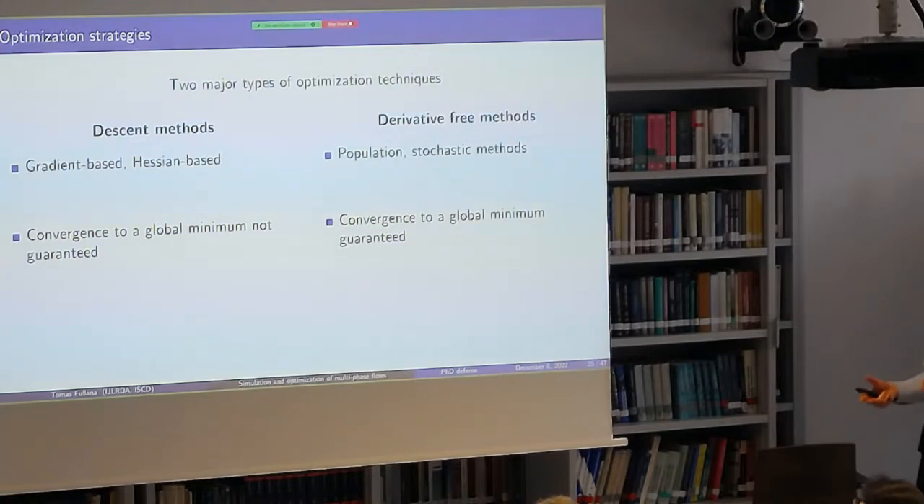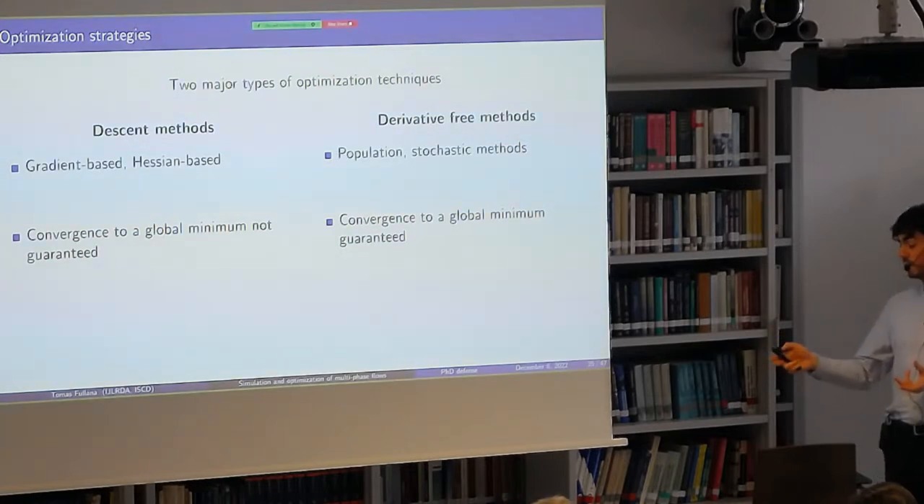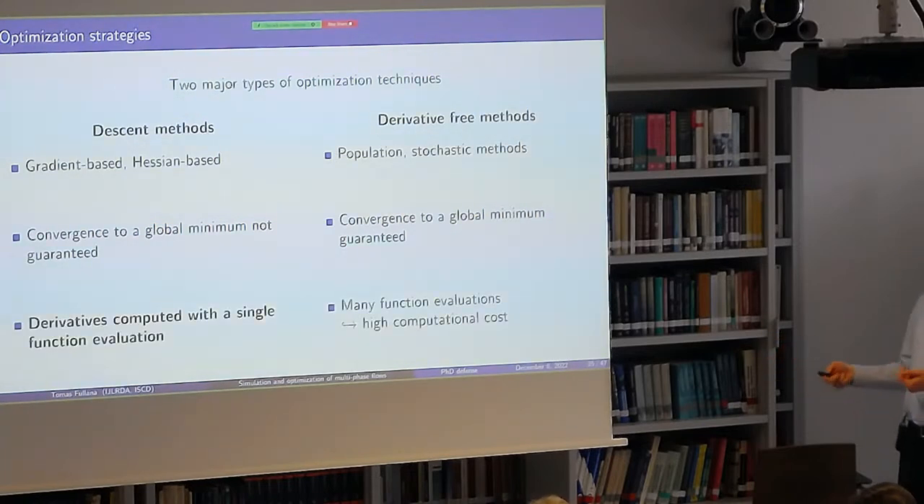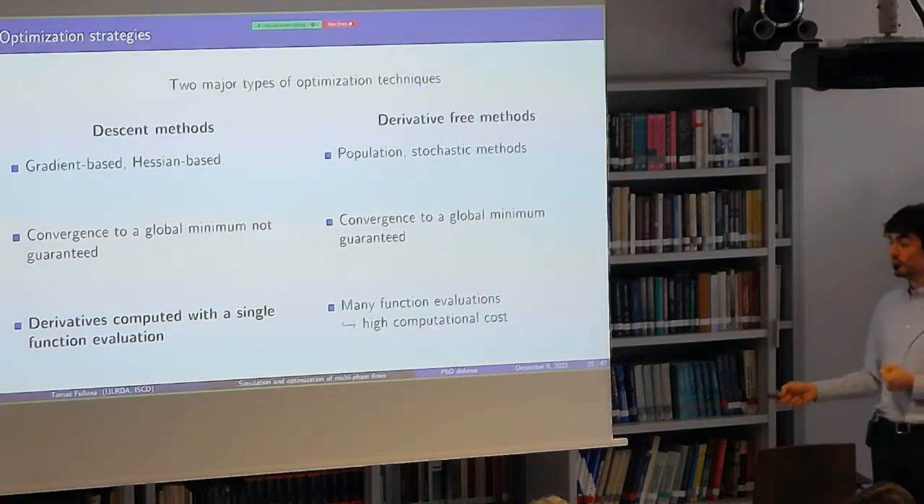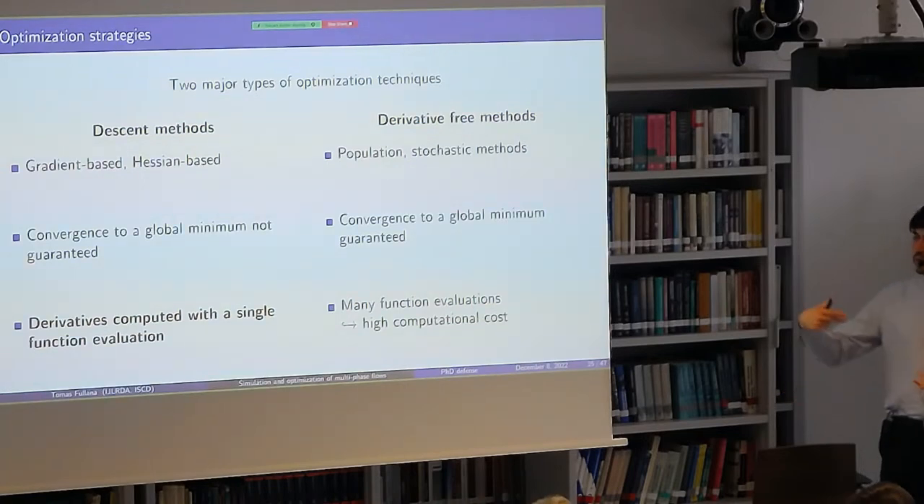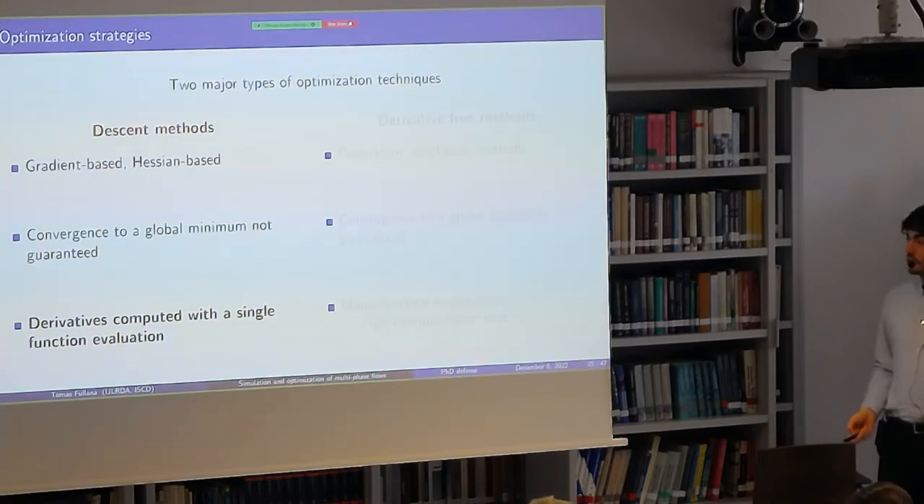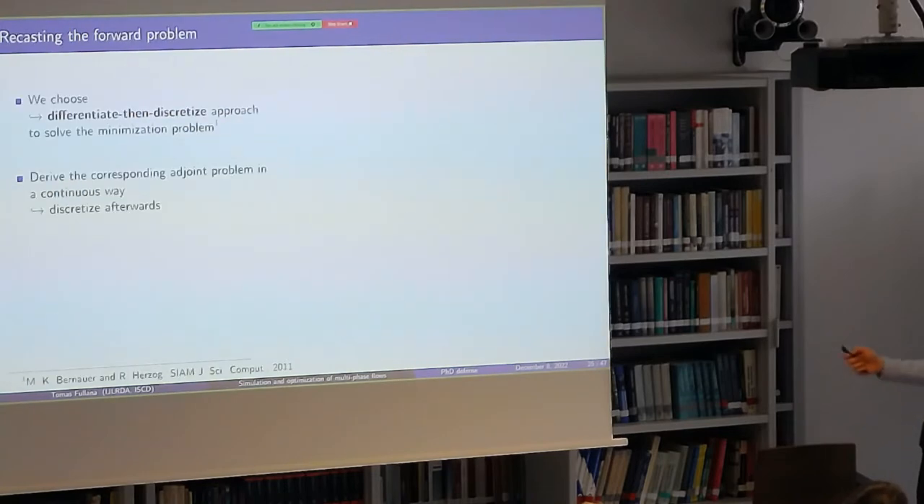For the descent methods, convergence to a global minimum is not guaranteed, whereas for the derivative-free methods it is guaranteed, but of course at a much higher computational cost. In the derivative-free methods, you might need many function evaluations, resulting in a high computational cost, whereas in the descent methods, the derivatives are computed in a single function evaluation. So this is the method we chose to solve this optimization problem.